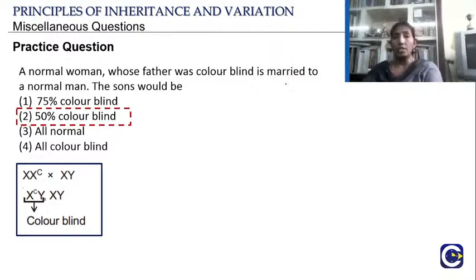So when she is married, of the sons they will have, that means the grandchildren, 50% will be colorblind. If the child is female, they will be carriers. So that point you should know. So this XCX, she is a carrier getting married to another normal man, 50% chances of getting colorblind.